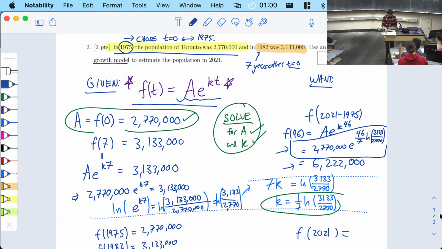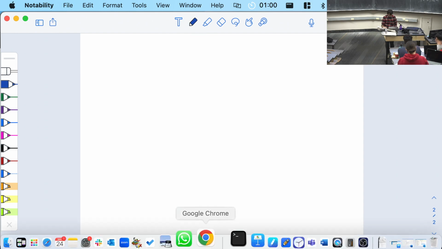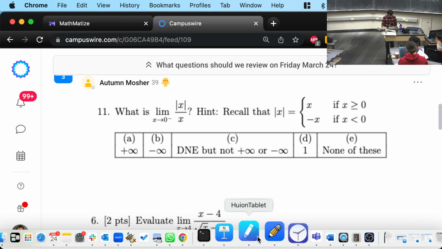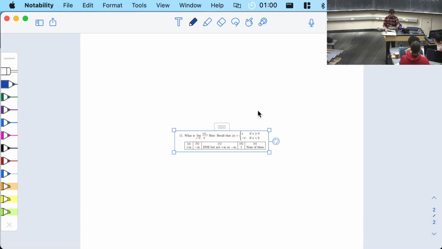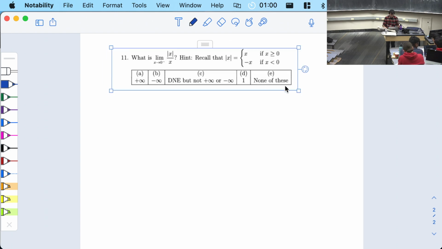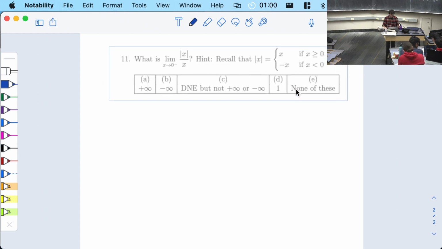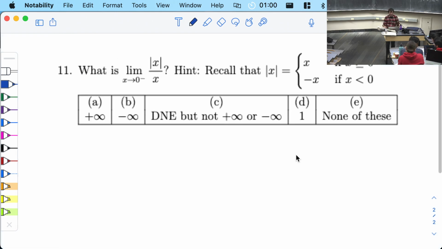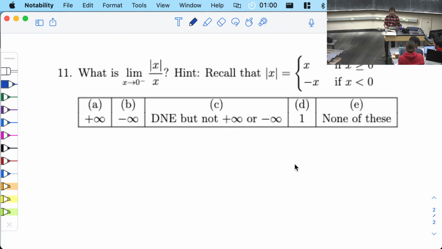is the limit, and I think I can copy it exactly. Okay, so the question is the limit as x goes to 0 minus of the absolute value of x divided by x. And it's giving you a hint. It's telling you the formula for absolute value of x. Okay, that's very nice.